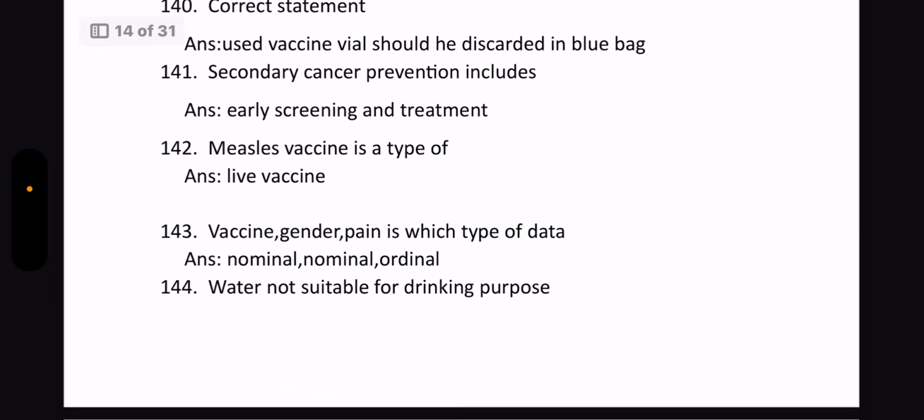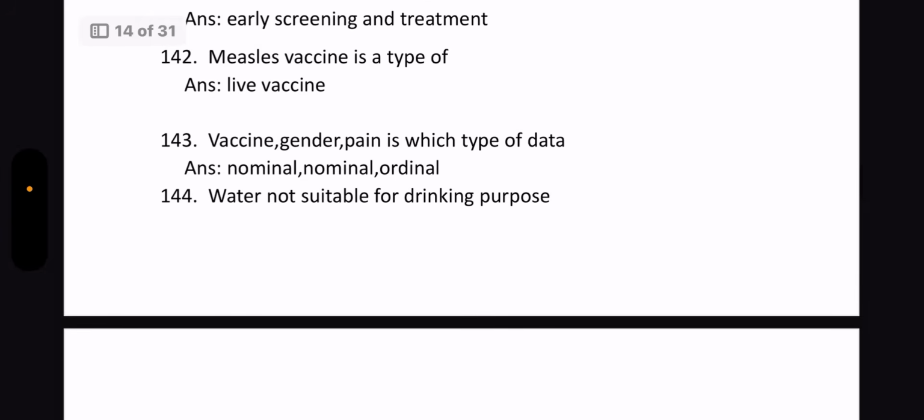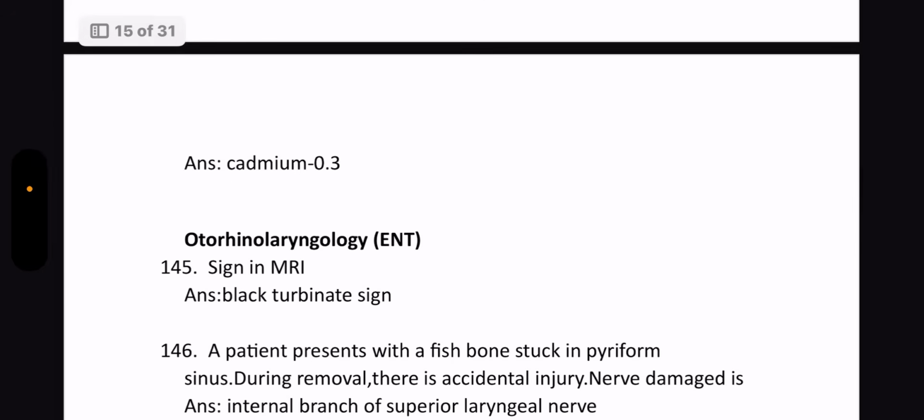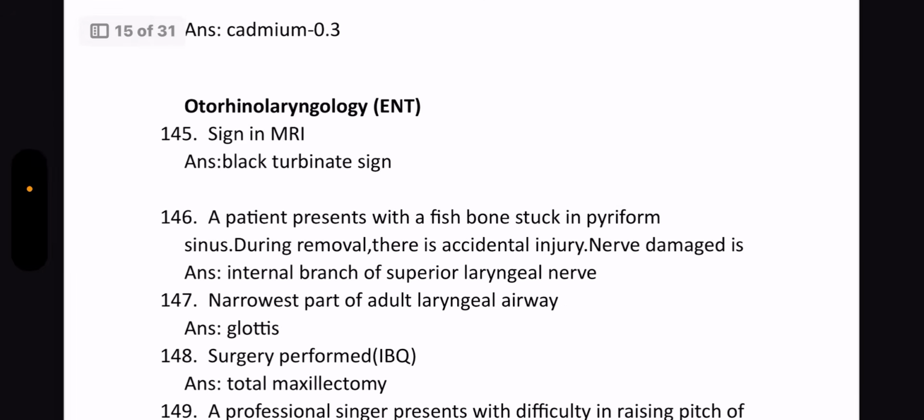Next, secondary cancer prevention includes early screening and treatment. Next, measles vaccine is a type of live vaccine. Next, vaccine, gender, pain is which type of data? Nominal, nominal and ordinal respectively. Next, water not suitable for drinking purposes with cadmium 0.3 value.